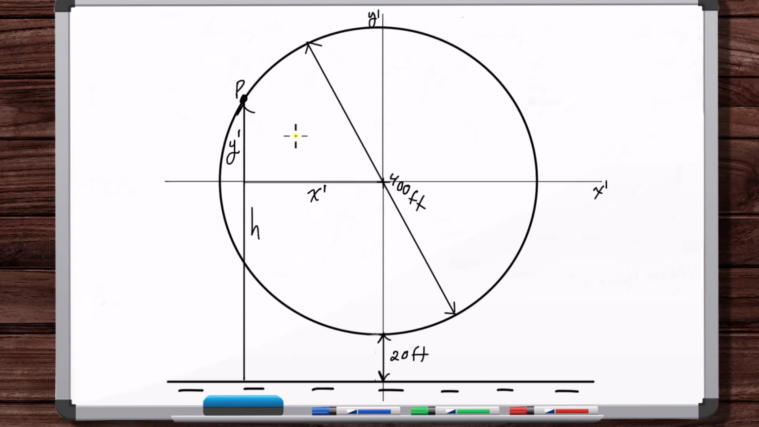We can think about the arc length that the bucket has traced out relative to the full arc length. The full circle arc length is 2 pi times the radius, which is 200, so it's 400 pi feet. In the previous video, we called this S prime, and S prime was equal to 0 at the start and went all the way around to 400 pi.